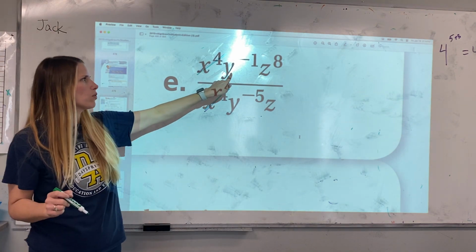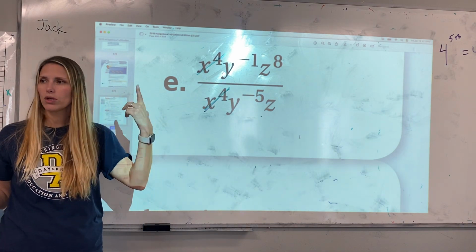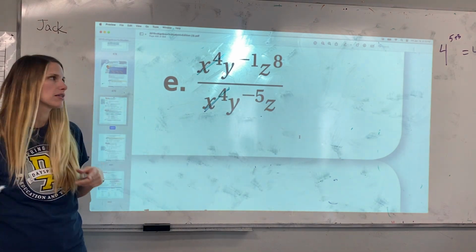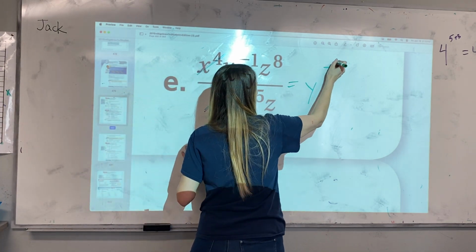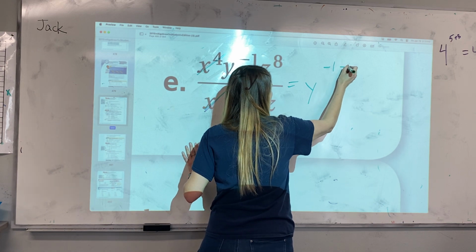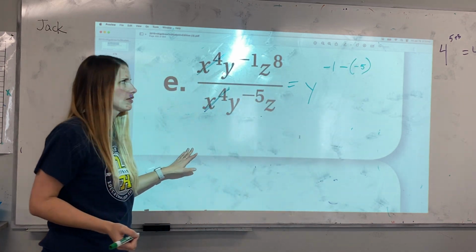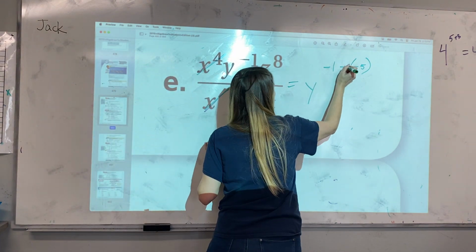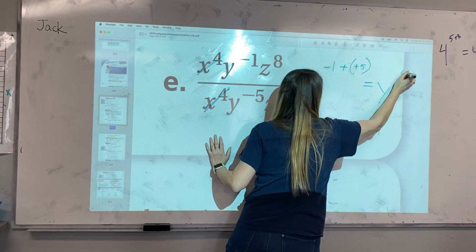So now we have y to the -1 over y to the -5. What's the rule? Subtract. So we have y to the -1 minus -5, which is plus 5. Change the sign: y to the 4th.